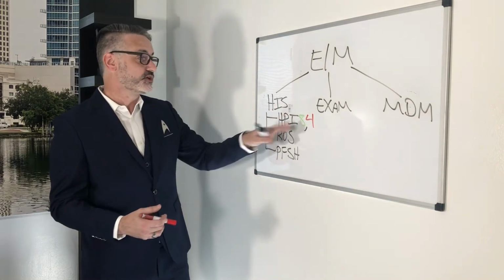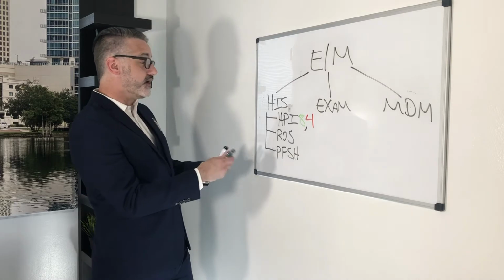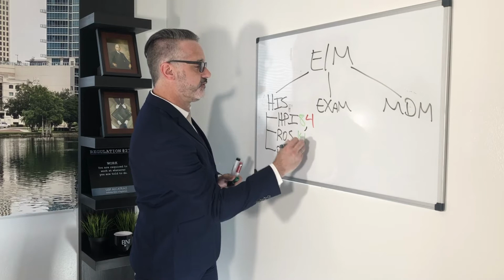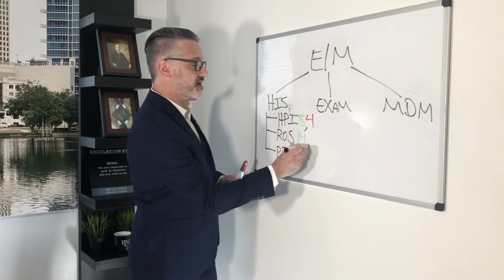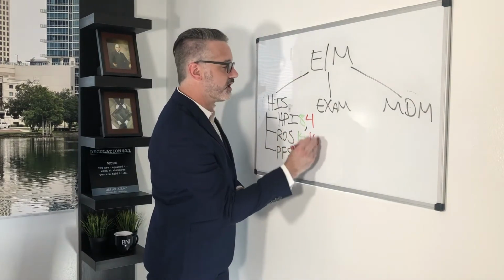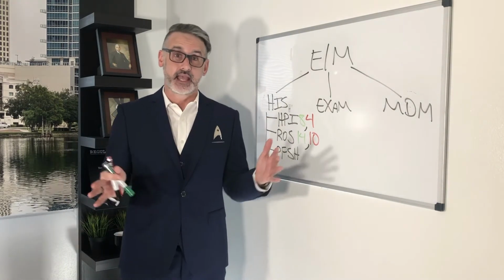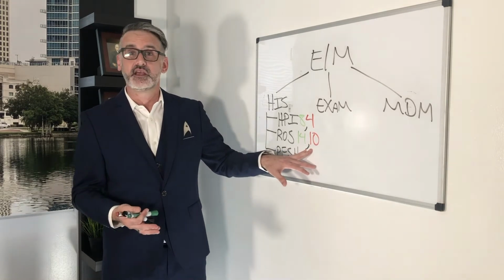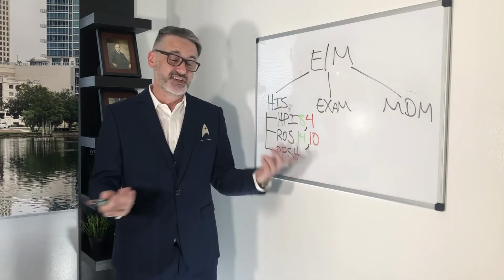So HPI has a total of 8 different factors. We can stop counting at 4. And then ROS, review of systems, has a total of 14. However, we can stop counting at 10. Now, when we're coding E&M, for the ROS, the biggest gap is 2 to 9. So once we get to 10, we can stop counting. It doesn't matter if the provider has, again, 10, 11, 12, 13, or 14, it's just like having 10.